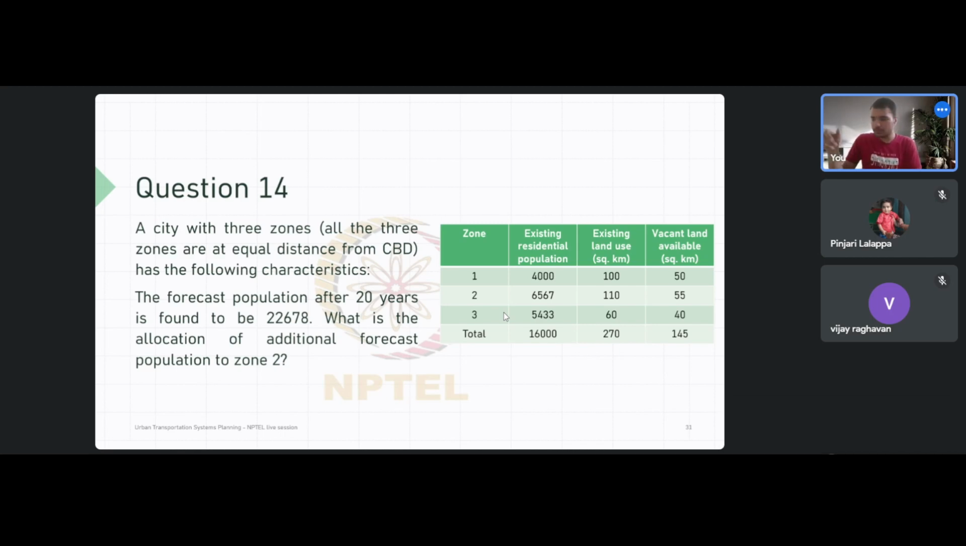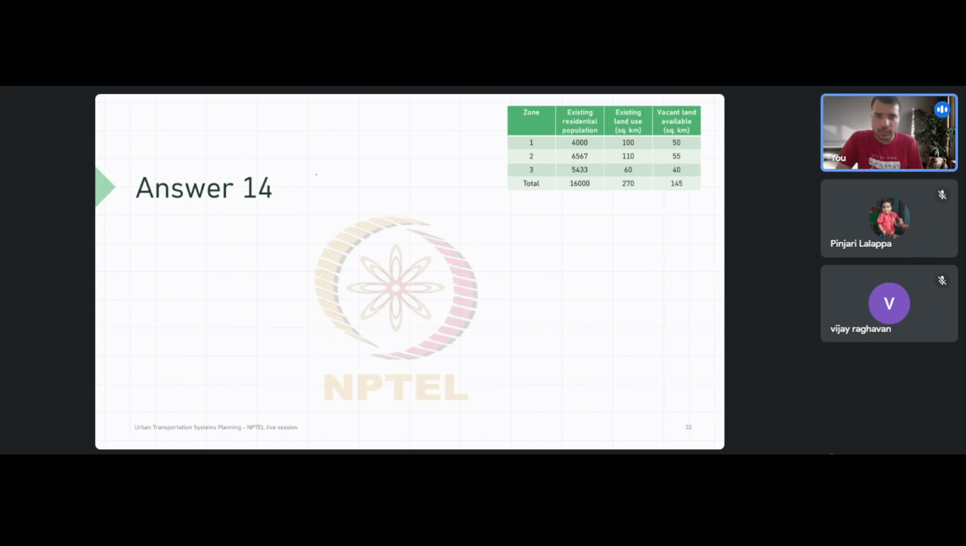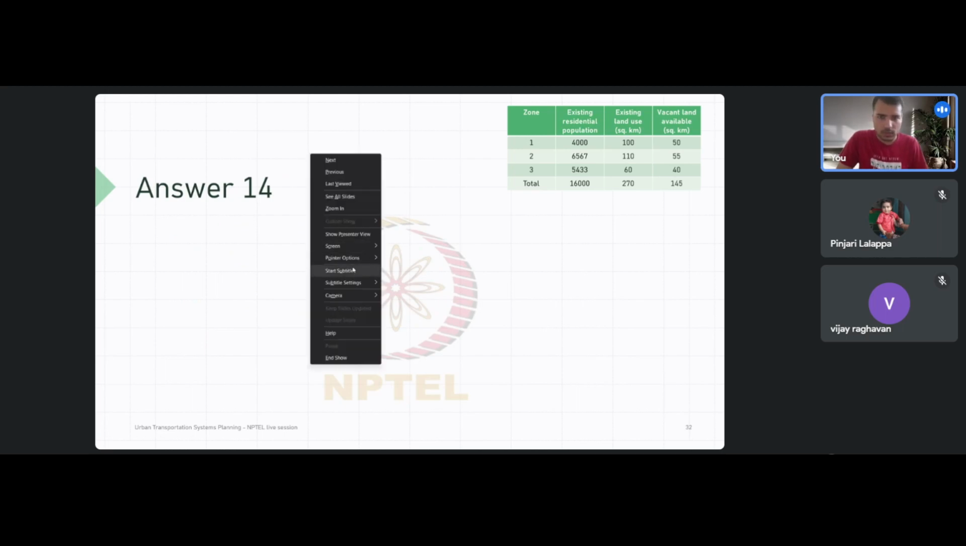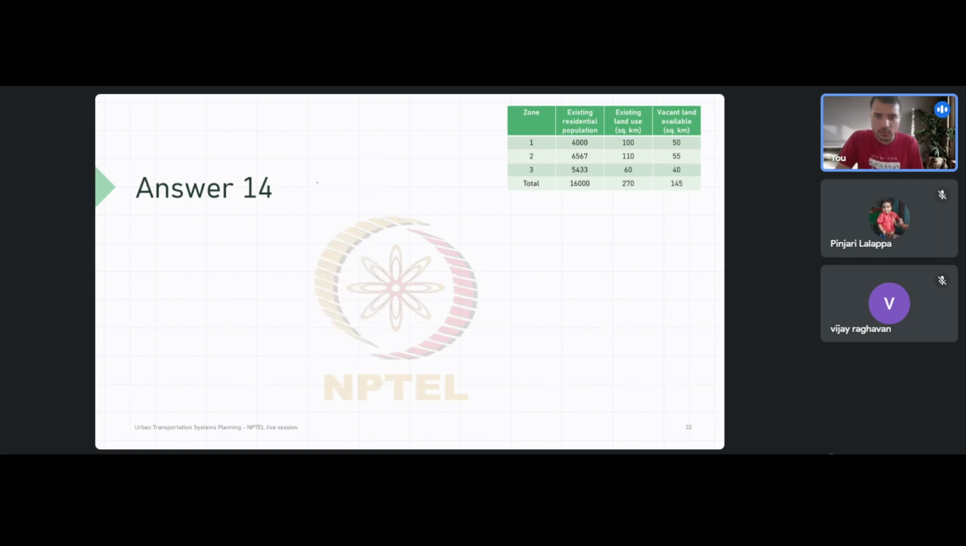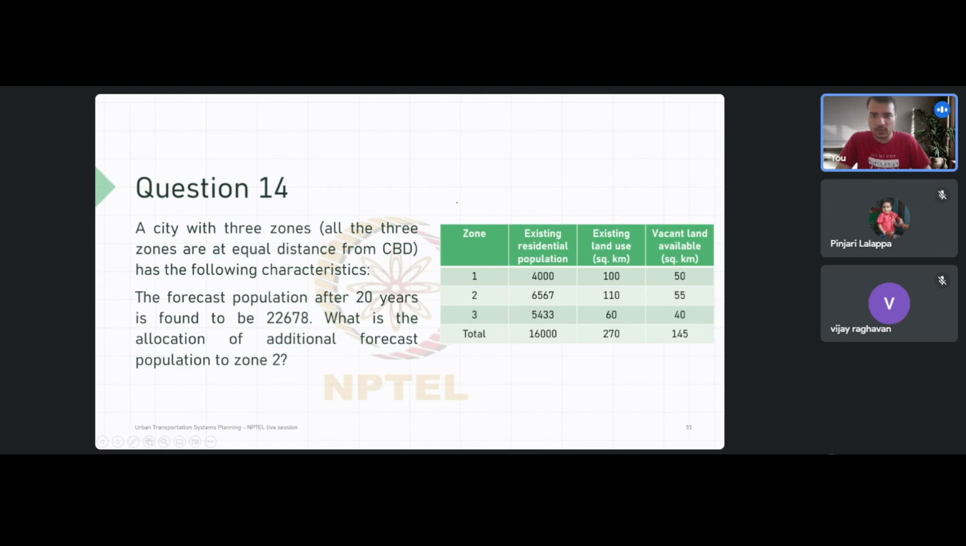let's try the problem. I think your answer is close enough. It is not exactly close, but we'll see. So we have the column. So what is the original population? 16,000. Forecast population is 22678.